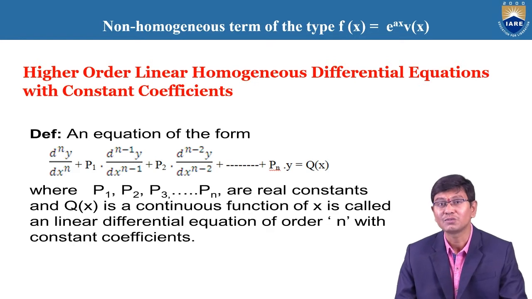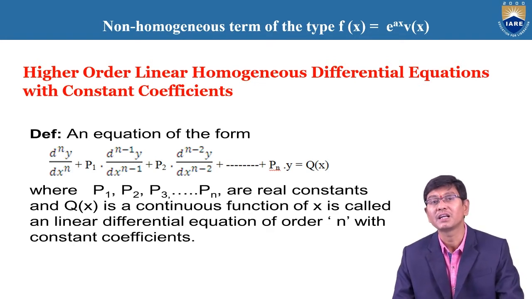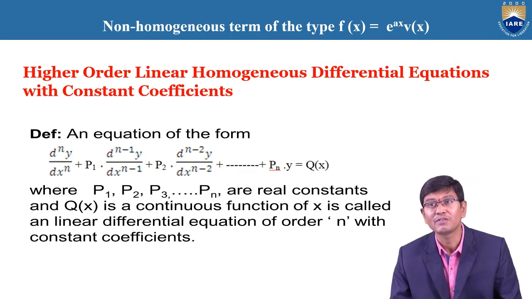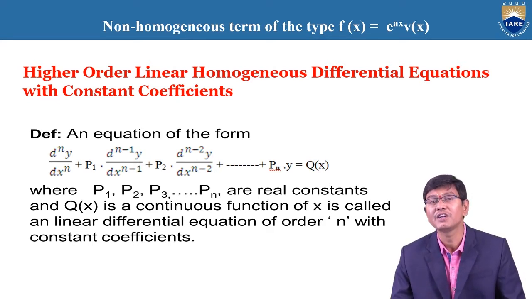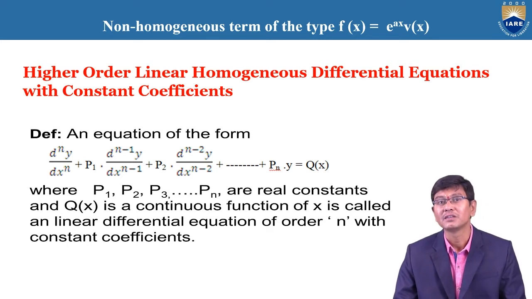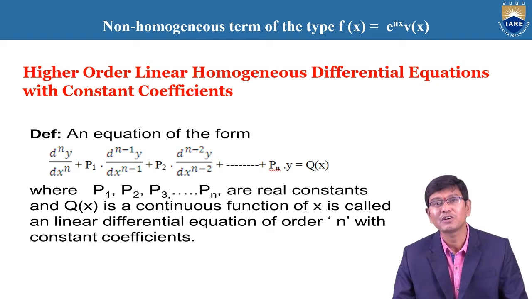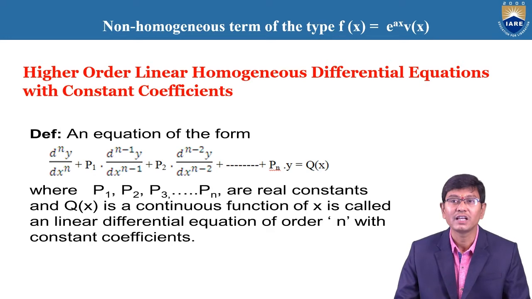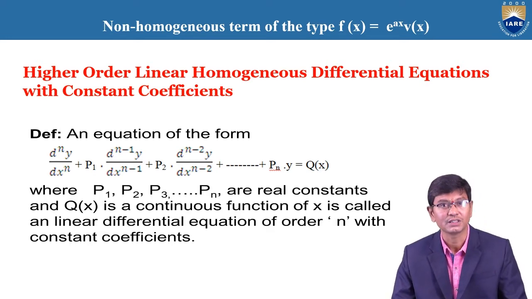Before going to discuss this case 4, that is type 4, first we need to discuss what is the higher order linear differential equation with constant coefficients. Here, an equation of the form d power n y by dx power n plus p1 into d power n minus 1 y by dx power n minus 1 plus p2 into d power n minus 2 y by dx power n minus 2 plus so on, plus pn into y is equal to q of x, where p1, p2, p3 up to pn are constants and q is a function of x only, is called a linear differential equation of order n with constant coefficients.